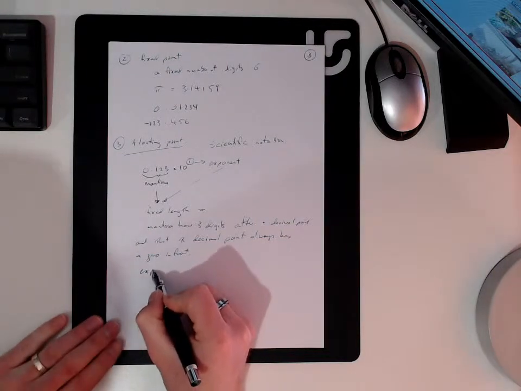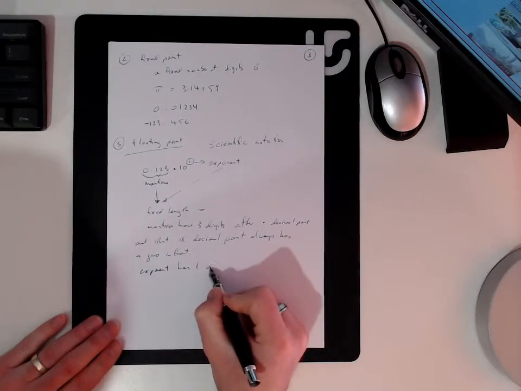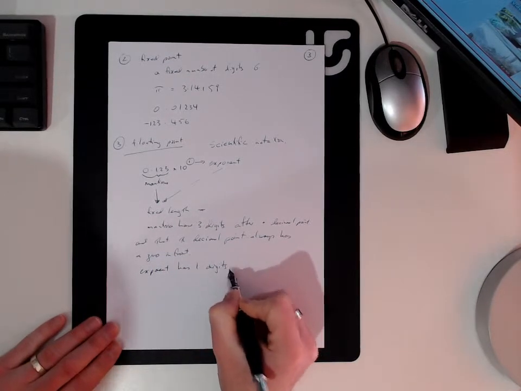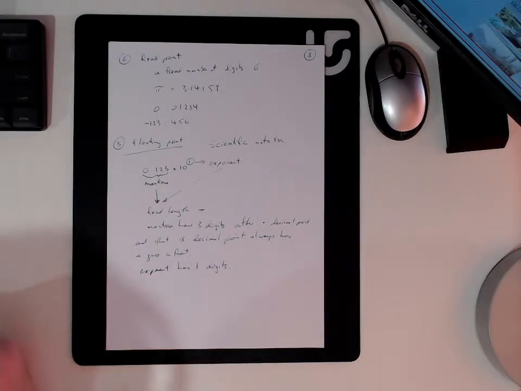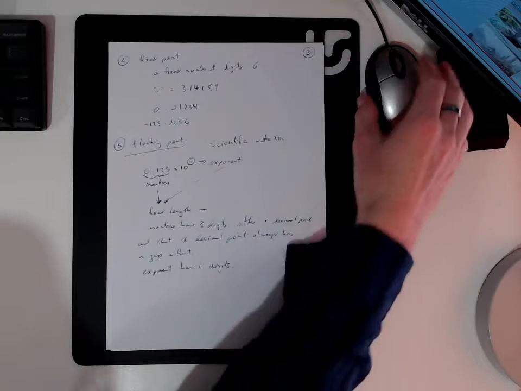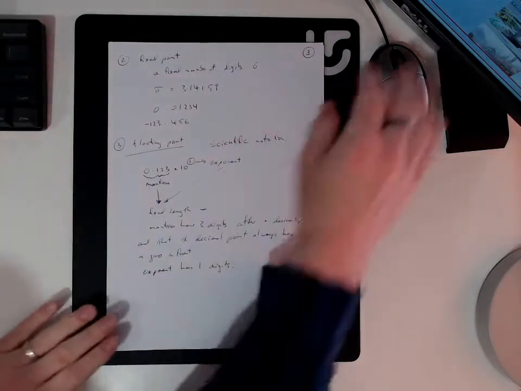And I'm also going to assume the exponent has one digit. In a calculator, in a computer, that's not true. There are many more digits, which means everything's more accurate. But this will emphasize some of the properties that I want you to understand.